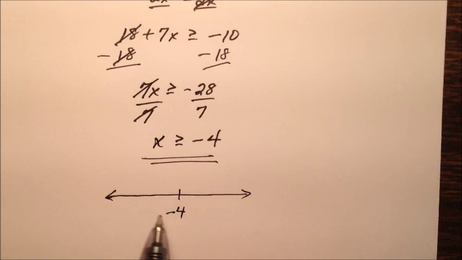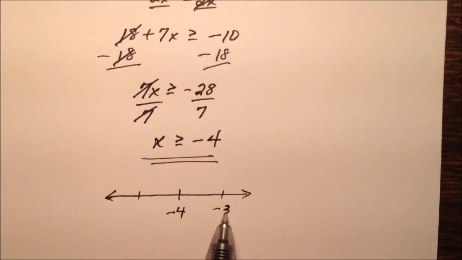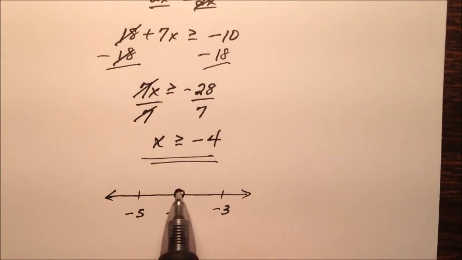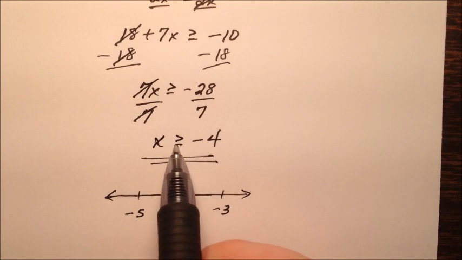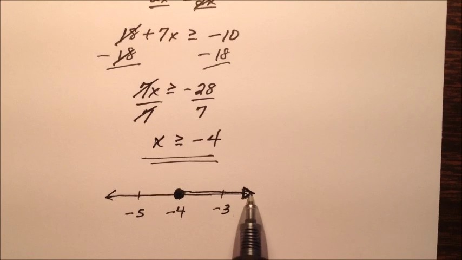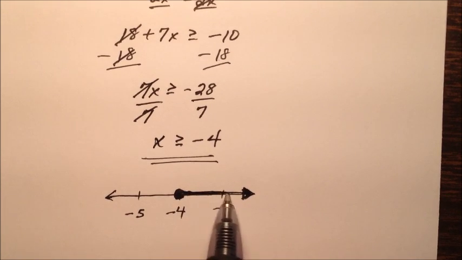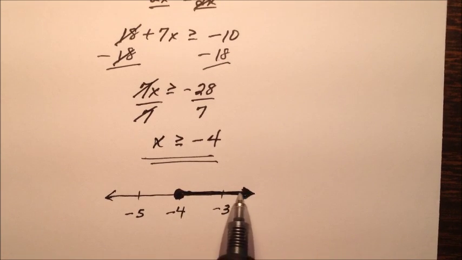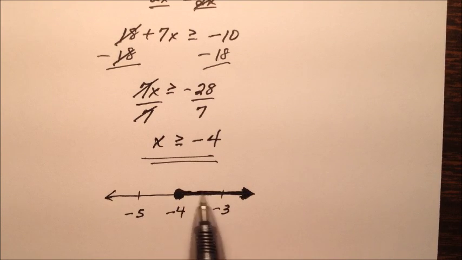So the negative 4 goes in the middle. That's what I care about. And I go 1 to the right, 1 to the left. It's going to be a closed circle at negative 4 since we had that equals there. And then since it's greater, it's going to go over here toward the greater side. So the solution for number 70, the final problem in this set, is going to be x is greater than or equal to negative 4. It'll be a closed circle at negative 4 with a line extending indefinitely to the right.